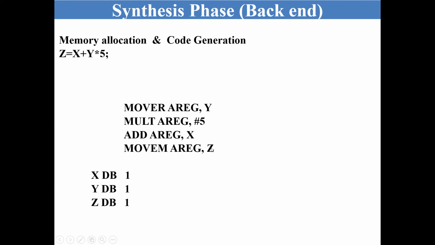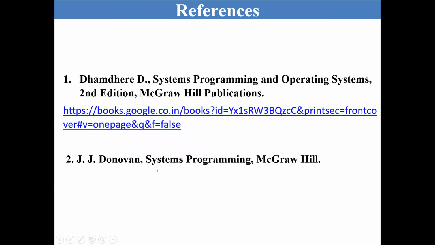Now second task, that is memory allocation. So X define byte 1, Y define byte 1, Z define byte 1. Again it totally depends on the developer. I have considered here that byte is sufficient, so I have written DB, define byte. Okay, so this is the synthesis phase for your example.